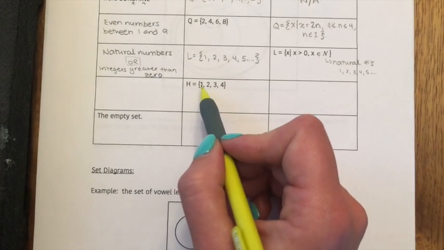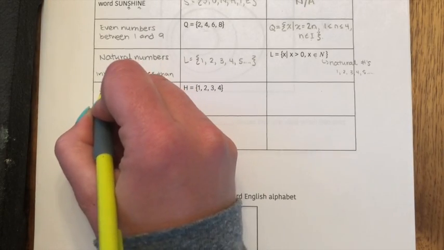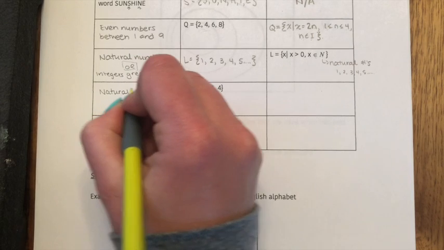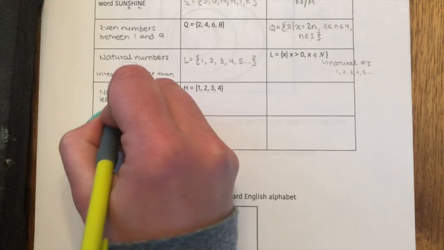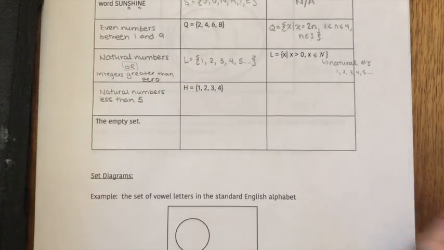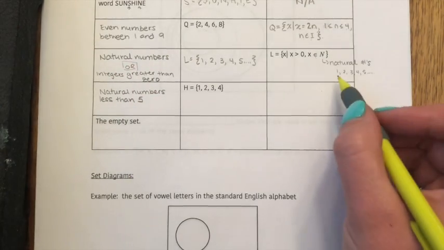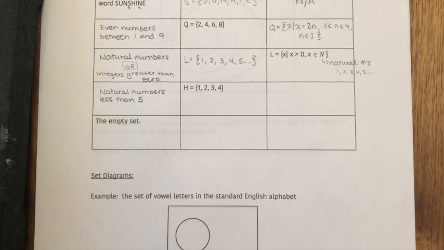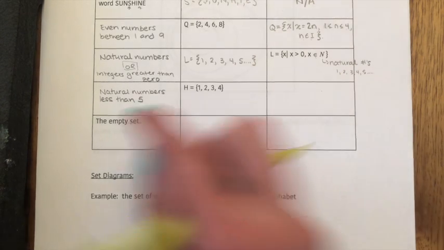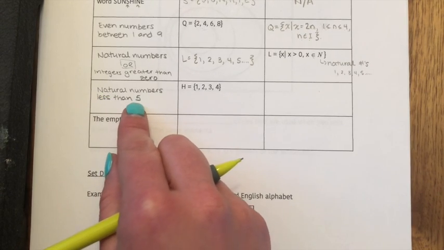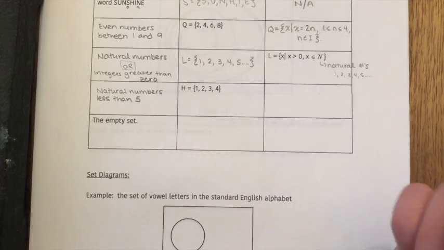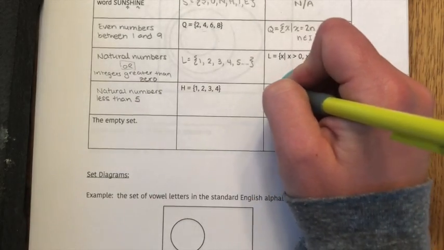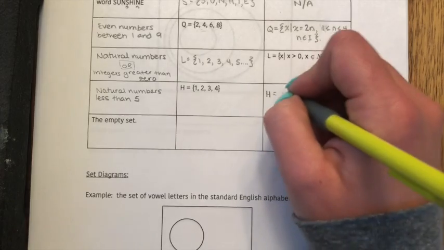If I have a roster that's 1, 2, 3, and 4, okay, we're going to say natural numbers that are less than 5. Okay, so again, natural numbers are only 1, 2, 3, 4, 5, 6, 7, and so on. They don't include 0. So when I say a natural number that's less than 5, that can only be 1, 2, 3, and 4.